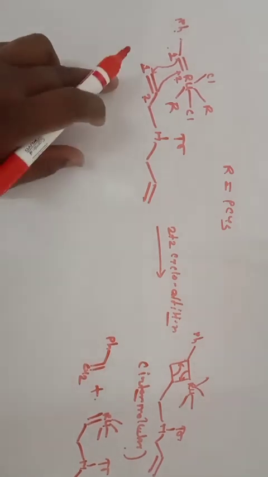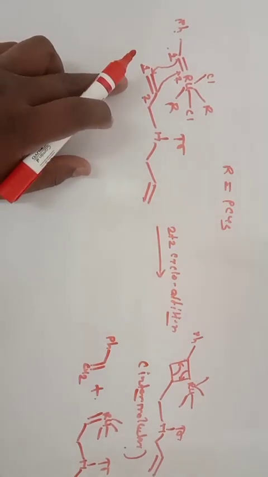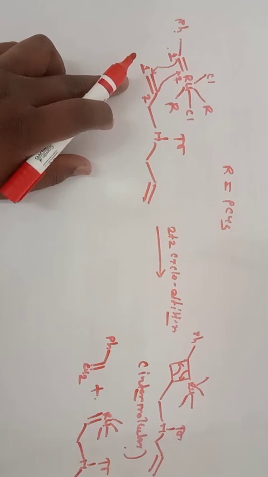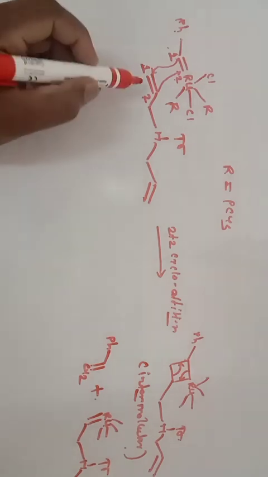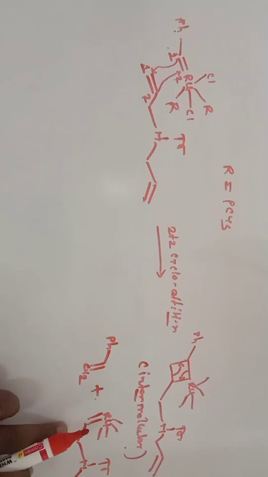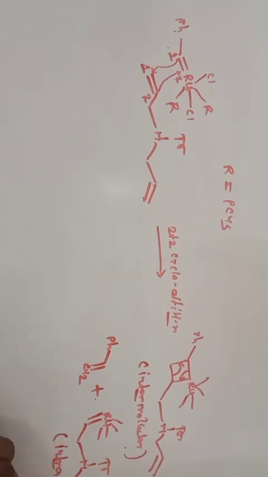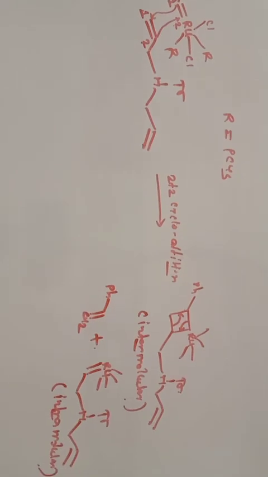So the first is an intermolecular cycloaddition reaction and the second is an intramolecular cycloaddition reaction. You should remember, in the first step this is intermolecular, 2 different molecules, but in the next step this molecule shows an intramolecular metathesis reaction. Let us discuss the mechanism.